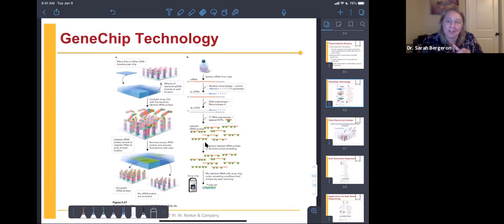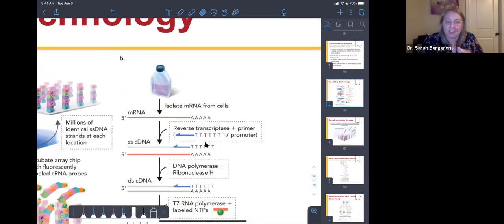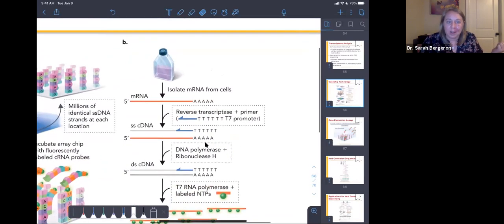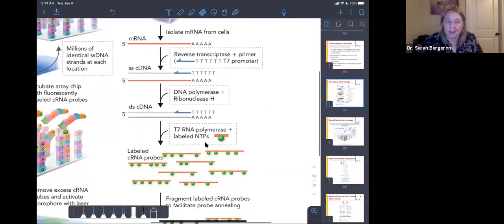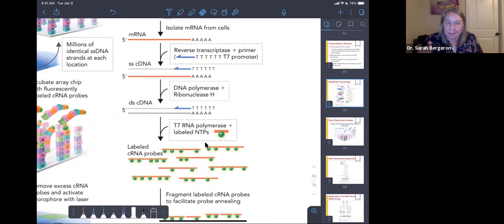So gene chip technology is similar, right? Because we have a bunch of cells, and we isolate the mRNA, just like we isolated the mRNA in our cDNA library. Okay, we make our complementary DNA strand using the reverse transcriptase and that same primer, right? So I do the same thing. I end up with a cDNA double-stranded piece of DNA.